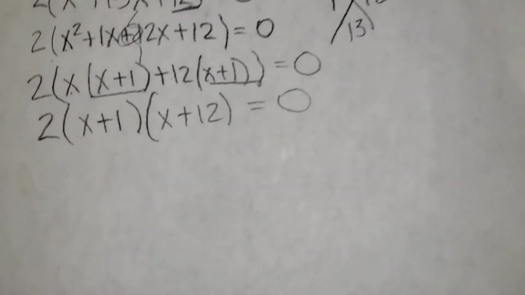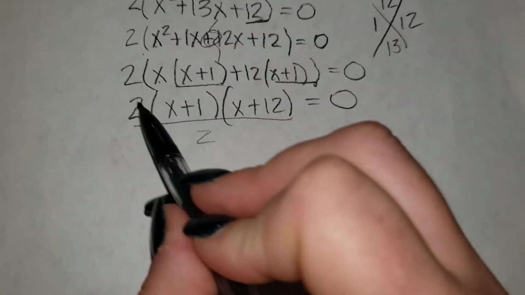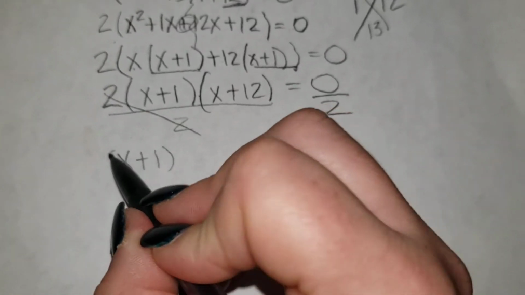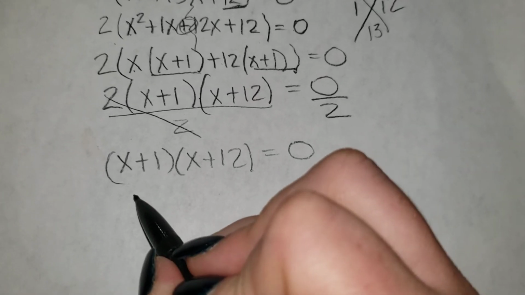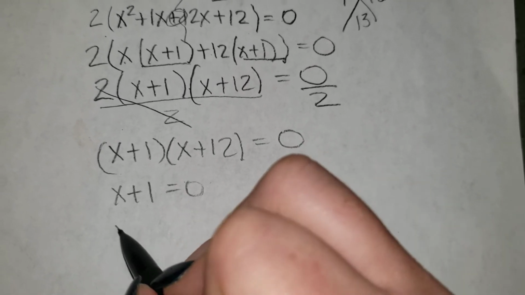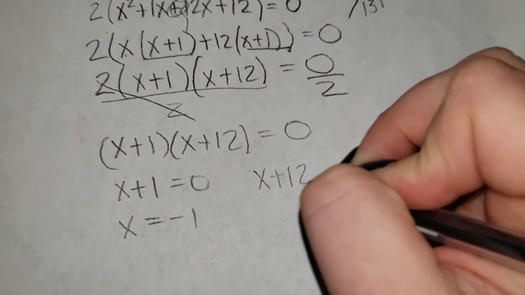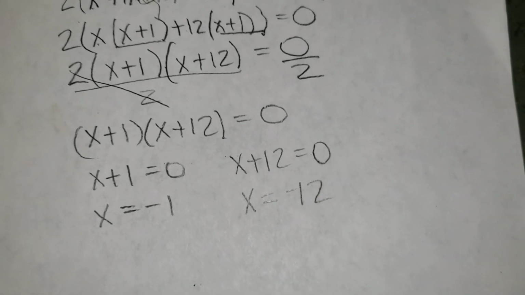And now I'm going to use the zero product property. Well, we know 2 cannot be equal to 0. That doesn't make sense. So I'm going to divide by 2 and get rid of that. Have x plus 1 times x plus 12 equals 0. X plus 1 equals 0 means that x equals negative 1 is one solution. X plus 12 equals 0 means that x equals negative 12 is the other solution.